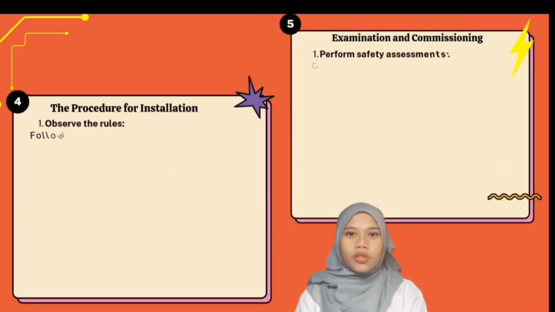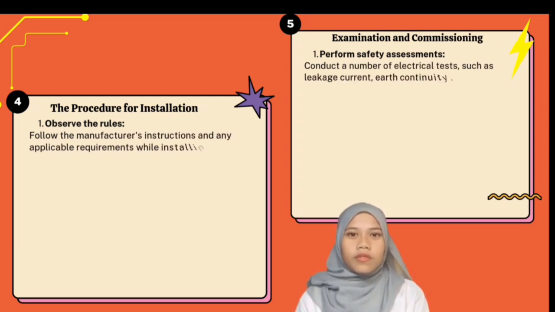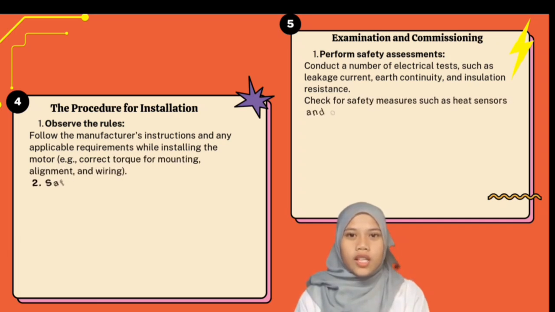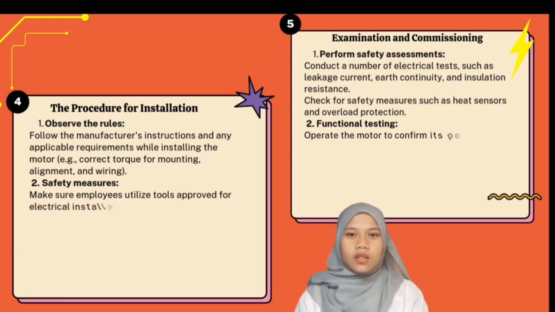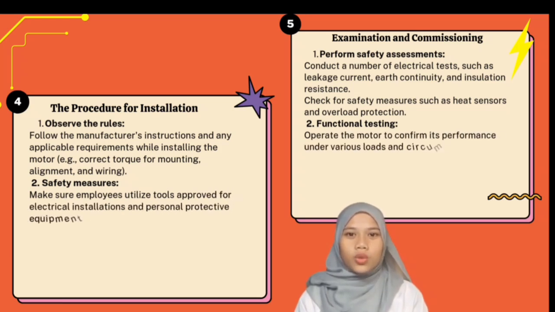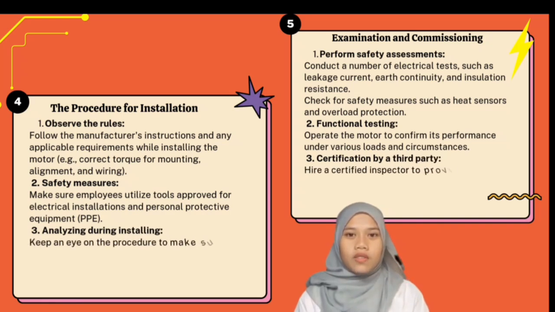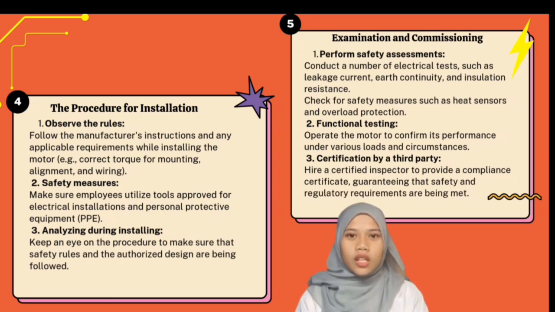Number 4 is the procedure for installation. First, observe the rules. Follow the manufacturer's instructions and any applicable requirements while installing the motor, such as correct torque for mounting, alignment, and wiring. Safety measures: make sure employees utilize tools approved for electrical installation and personal protective equipment (PPE). Analyzing during installation: keep an eye on the procedure to make sure that safety rules and the authorized design are being followed. Number 5 is examination and commissioning.